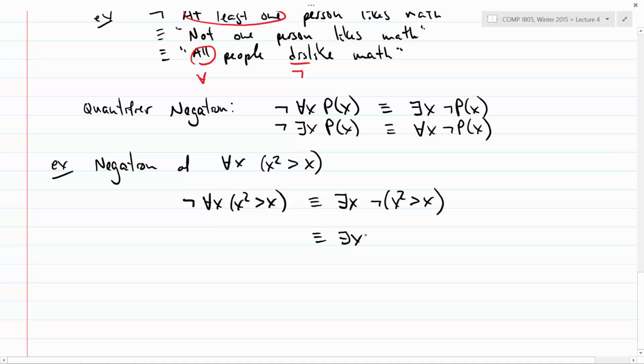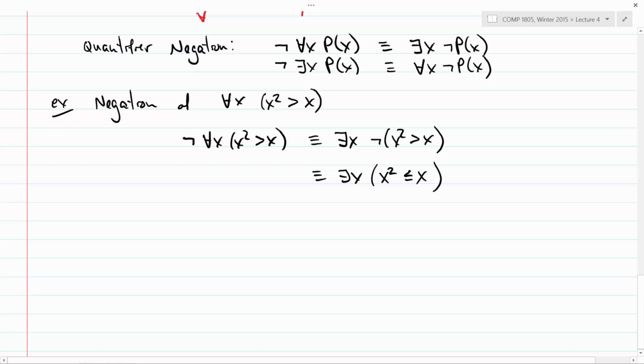So what's the negation of x squared is bigger than x? Right, x squared is less than or equal to x. It's very common to forget the equal case, right? The opposite of greater than is not less than. The opposite of greater than is less than or equal to. Right? That's a very common source of confusion. And of course, I need my parentheses there.